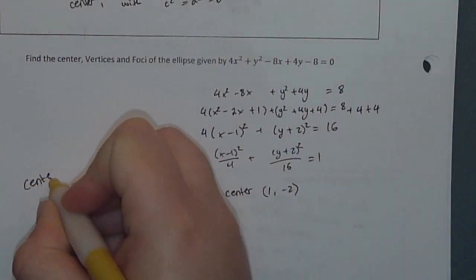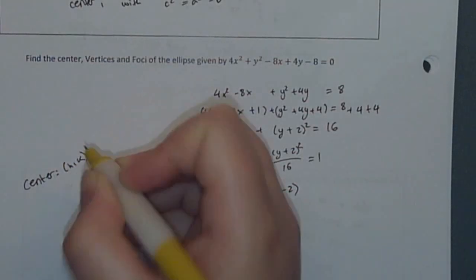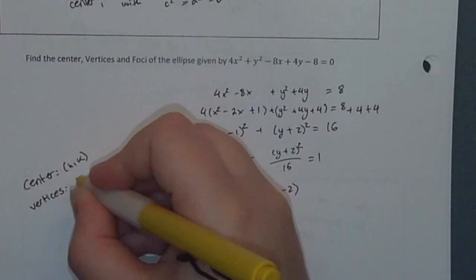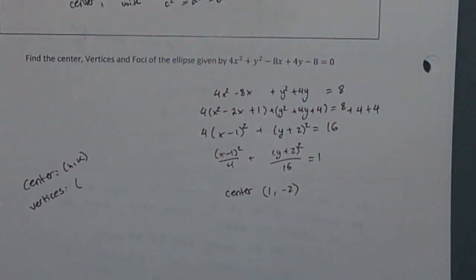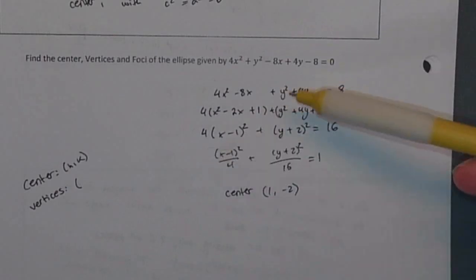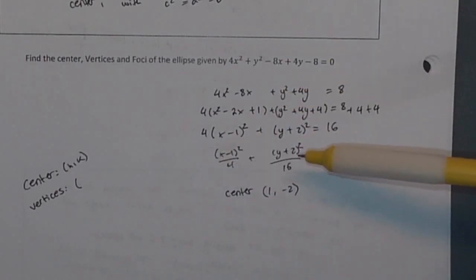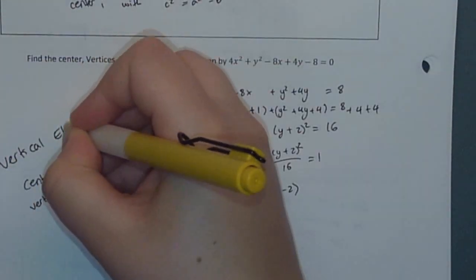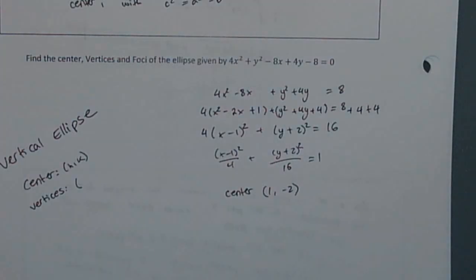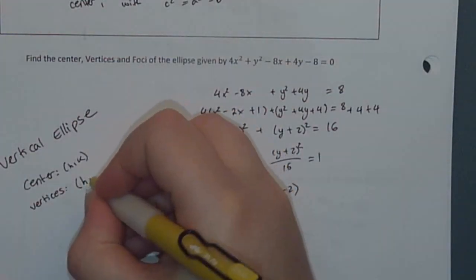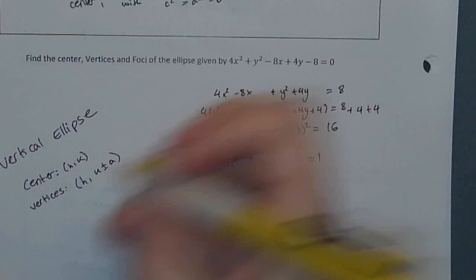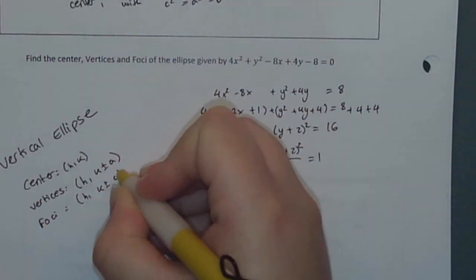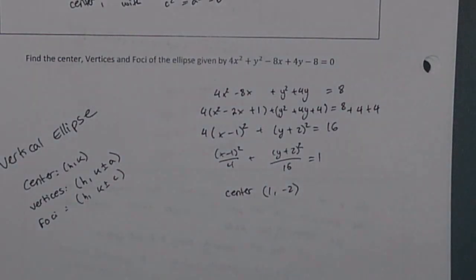And actually I'll write that over here because we never talked about the formulas in the box. Let's see if we still remember these from pre-calc. So our center is h, k. This one right here, the major axis is vertical, so we have a vertical ellipse. So that means our vertices are h comma k plus or minus a, and our foci are h comma k plus or minus c.